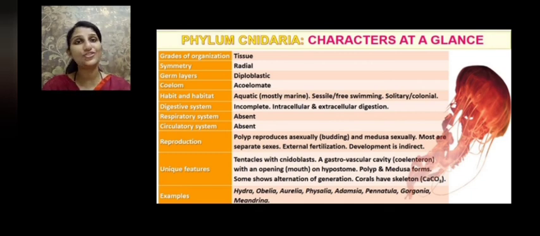And the unique features are that they have tentacles with cnidoblasts, which help in anchorage and also in defense, and tentacles also help in food capture. They have a gastrovascular cavity called the coelenteron, which has an opening called the mouth, present on the hypostome. And there are two forms called polyp and medusa, which undergo alternation of generation. And in some forms, like corals, they have an outer skeleton made up of calcium carbonate. And examples are hydra, obelia, adamsia, etc.